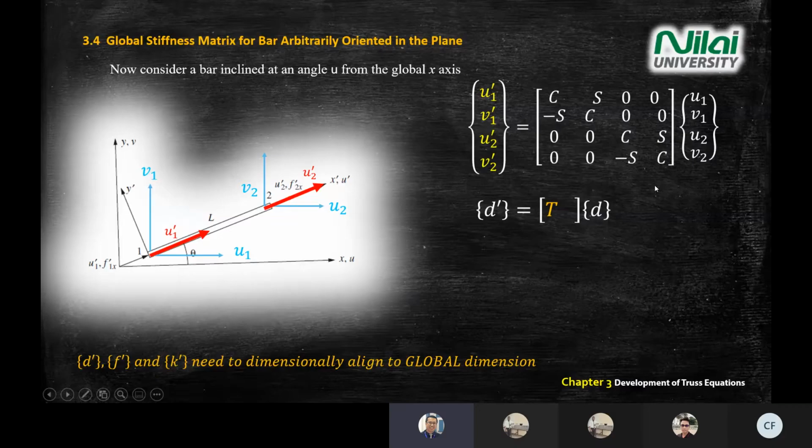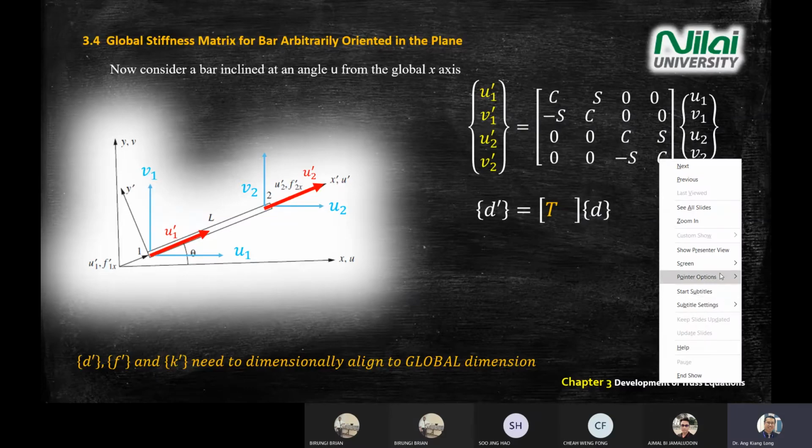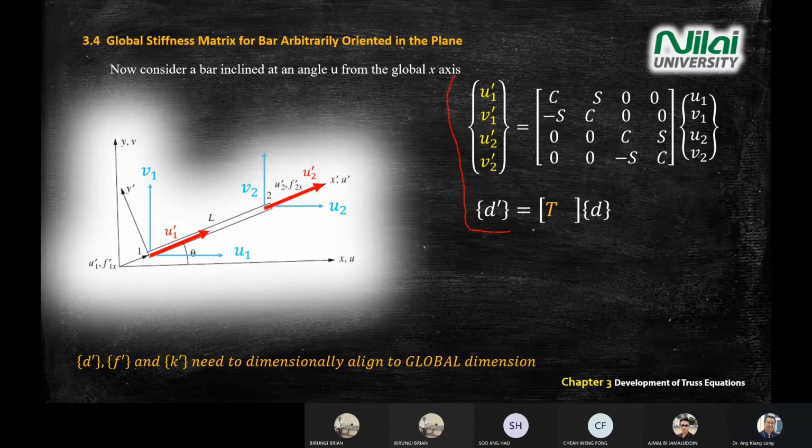Now, what is important for today's lecture will be this equation. This one, and this one. We deal with displacement. On the left-hand side, local. Right-hand side, global. And the transformation fixed already. Okay, CS minus SC, 0, 0, CS minus SC.